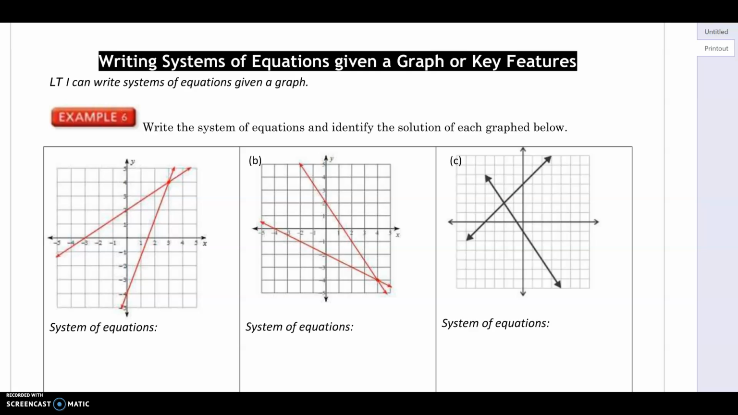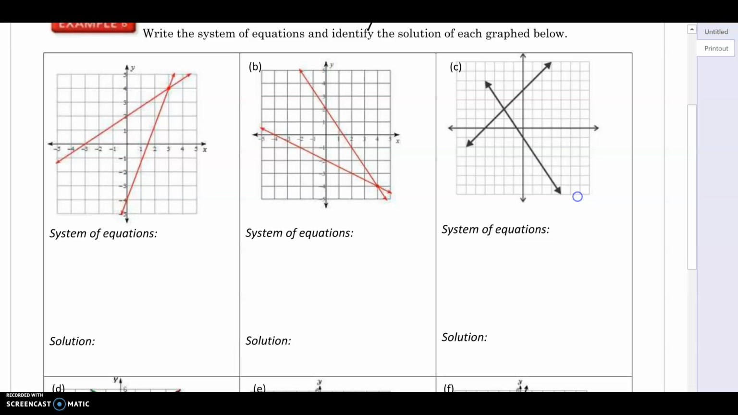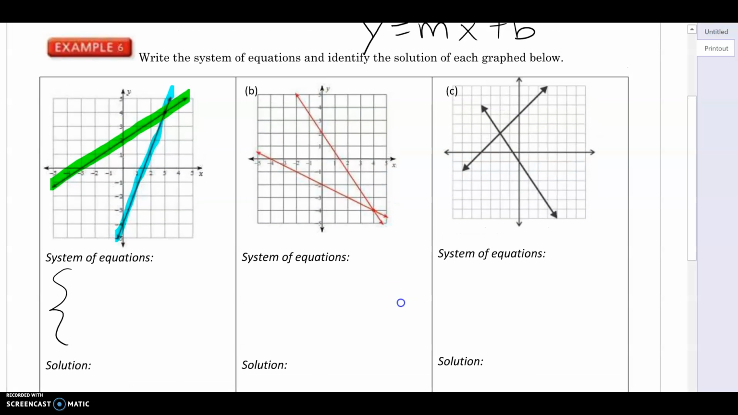and then writing equations. So remember, slope-intercept form is y equals mx plus b, where m is your slope and b is your y-intercept. So if we look at our graphs, we have two equations and two lines. And then we also have where they're intersecting. So when you're writing a system, you want to draw the bracket to show that you have the system, and you want to identify the two equations, and we want it in slope-intercept form.